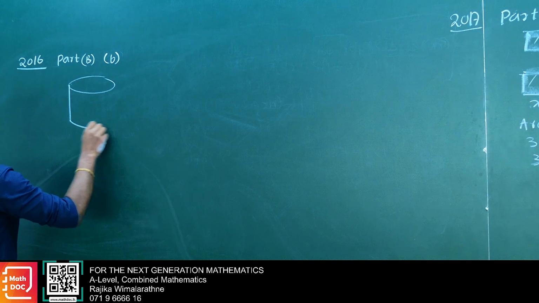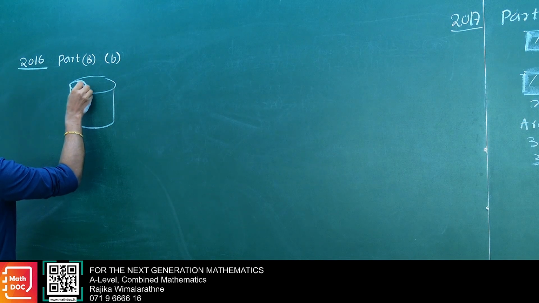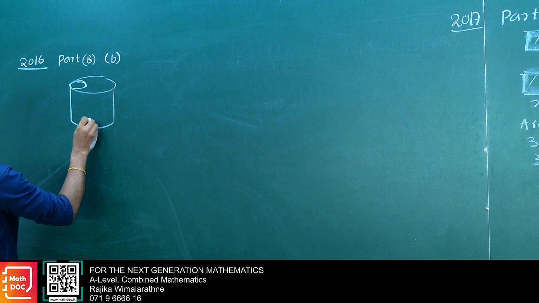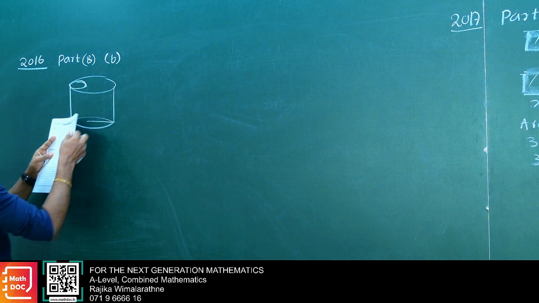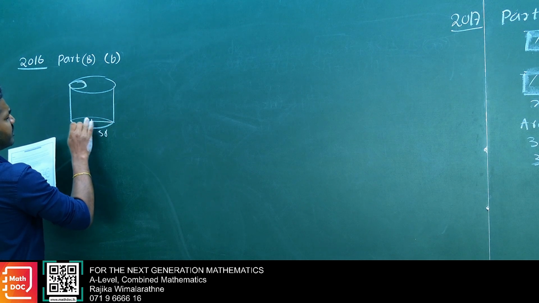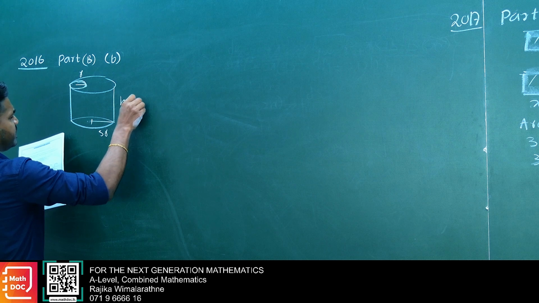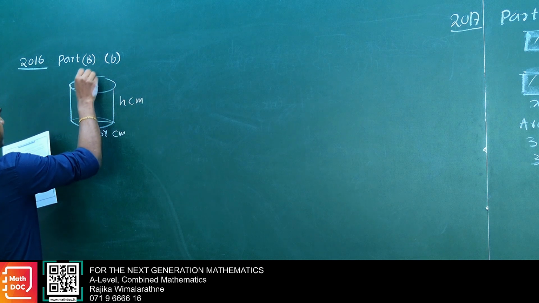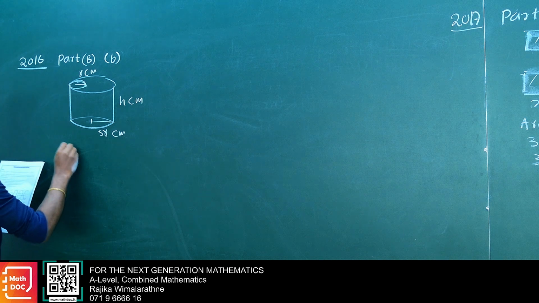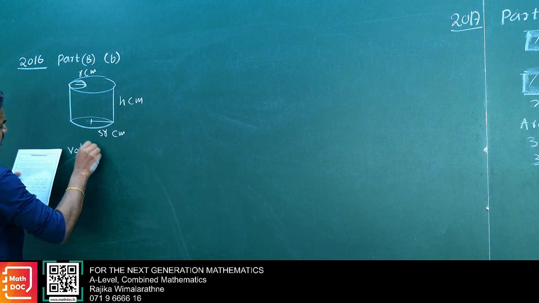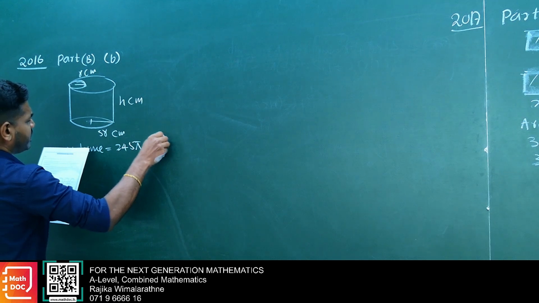Here a cylinder. Here a small circular disc has been cut. Here the radius is 5r and here r. Height h in centimeters. The volume of the container is 2455 cubic centimeters.